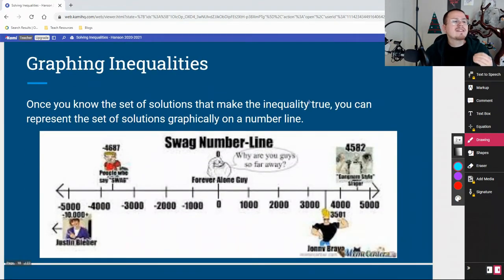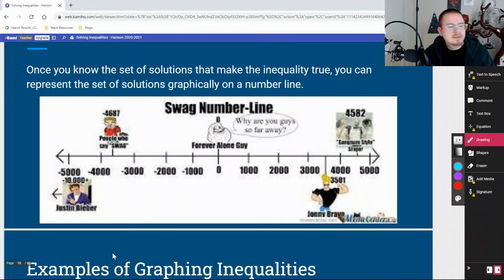Once you know the set of solutions, you can graph them. And here's a little swag number line that was on Google. Man, they hating hard on Justin Bieber, though. I rock with Bieber these days.